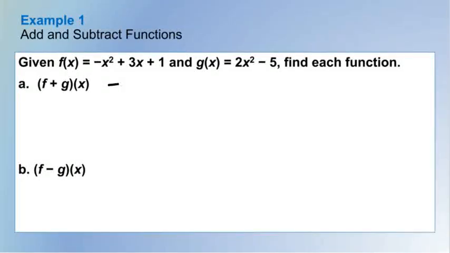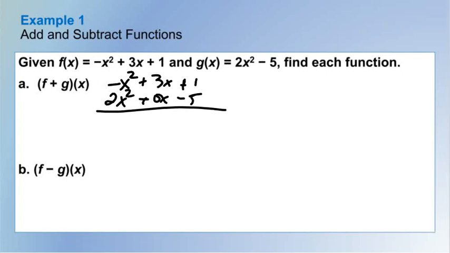So the first one, I have negative x squared plus 3x plus 1, and we are adding 2x squared minus 5. I'm going to put a plus 0x here and minus 5. Add straight down, and I get x squared plus 3x minus 4.